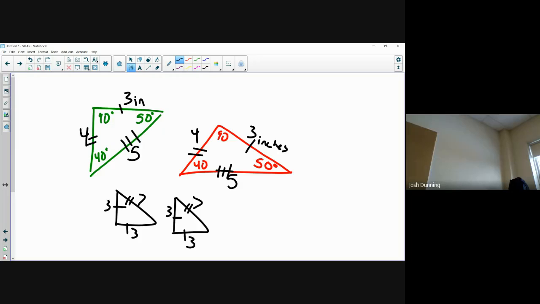Works the same for the angles too. Maybe I'll start with the 40. I'll put one little arc there that's equal to the other 40. Now it seems kind of silly when I'm putting numbers here. The questions won't have numbers. I'm just trying to explain to you with them what this all means.